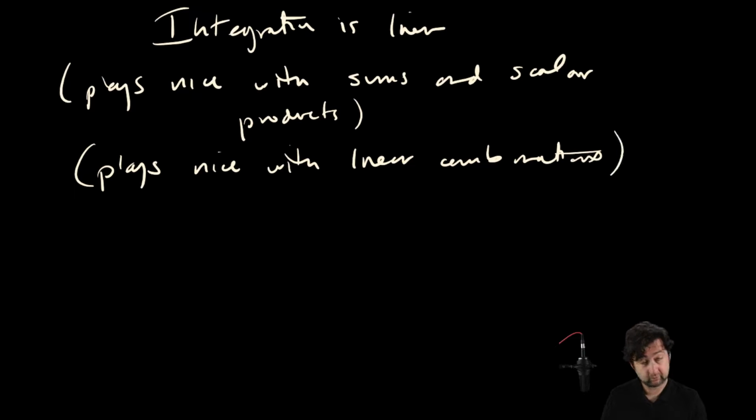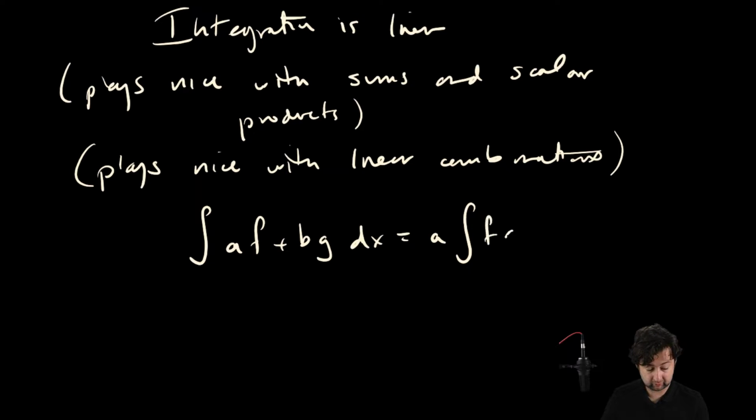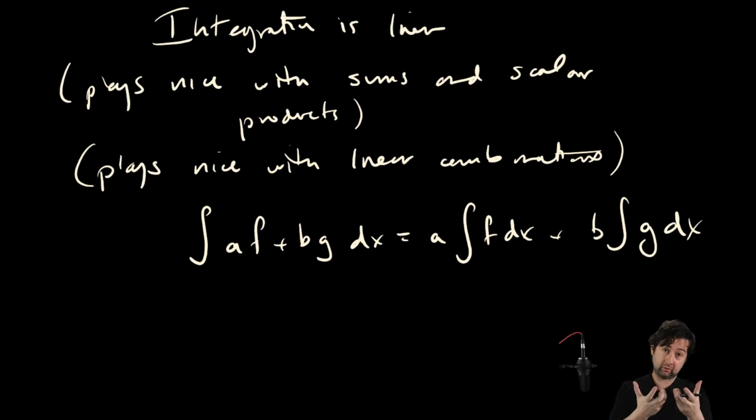So what I mean by that is the integral of af plus bg dx is equal to a times the integral of f dx plus b times the integral of g dx. So I can take an integral and I can split it up over sums, and if I have scalars inside, I can pop them outside of the integral. This is how you learn to do, for example, the integrals of polynomials.